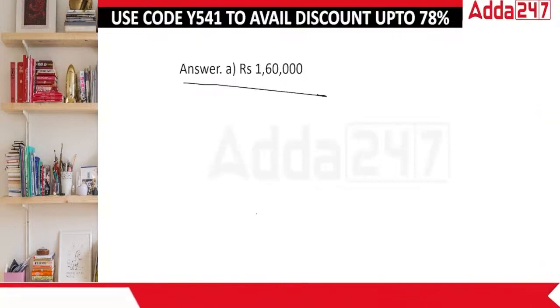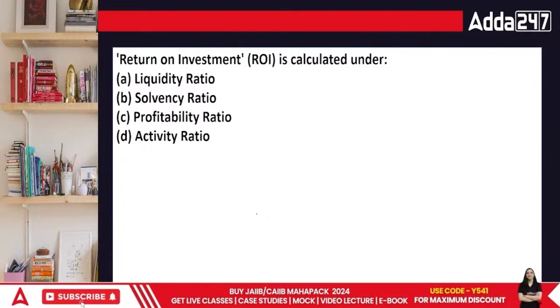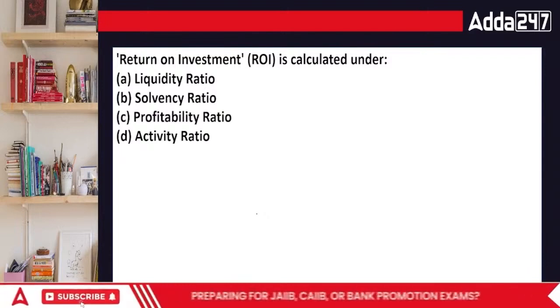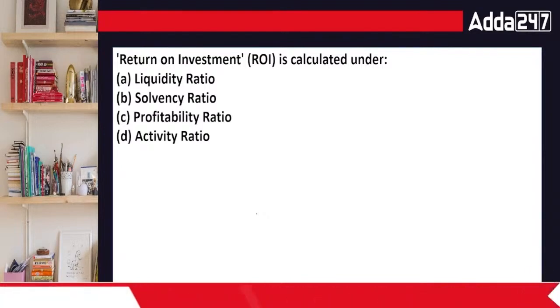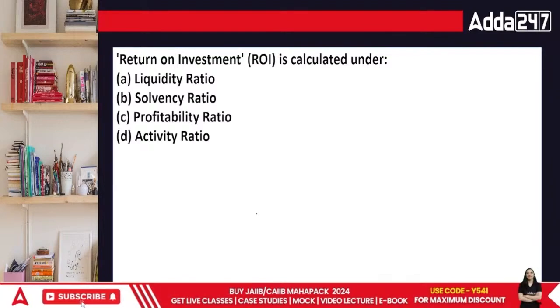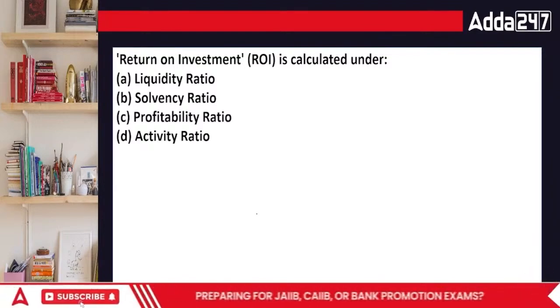This was 1,60,000. Okay, ROI is calculated under liquidity, solvency, profitability, or activity. Activity is also called activity turnover ratios, everyone. We have talked about all these ratios already. Return on investment means whatever money I have invested in the business, what is the amount of return that I'm getting from that amount that I've invested.